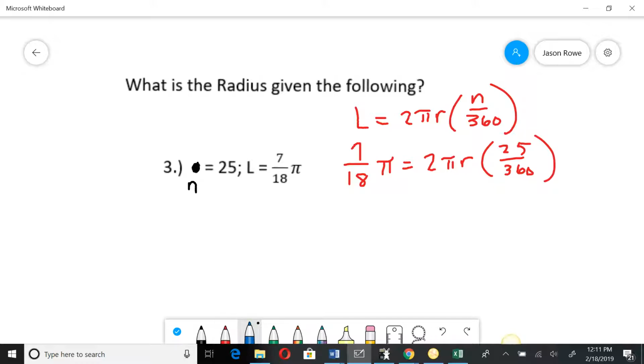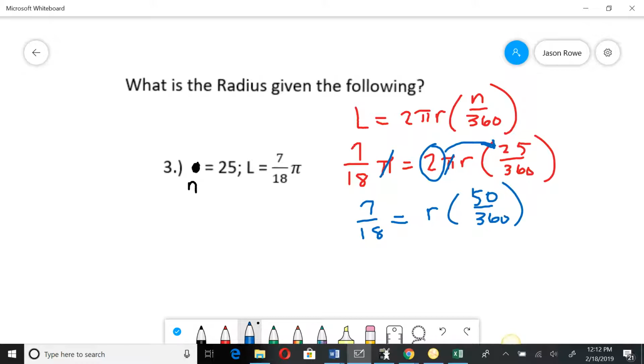Again, and this is something you can look at right away on these. The pi's are just going to cancel out. Unless you ever have to, try not to work with pi, because a lot of times, especially on problems like this, it's just going to cancel out. Or don't ever work with it until the final step of the problem if you have to. And so that gives me 7/18 equals, and I'm going to go ahead and multiply this times 25. So that's going to give me r times 50 over 360.